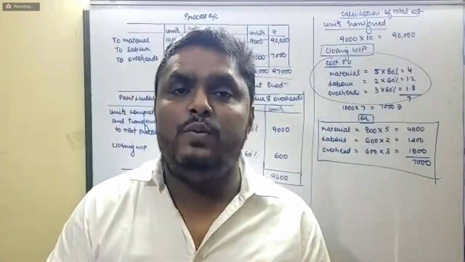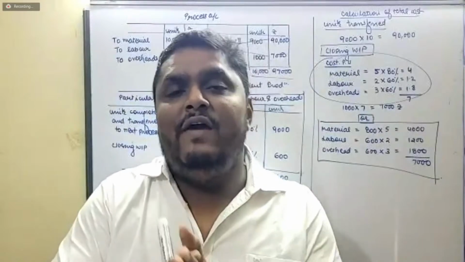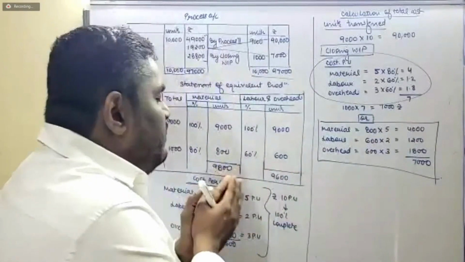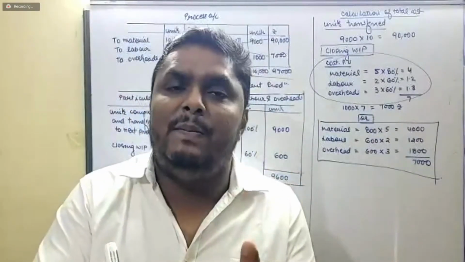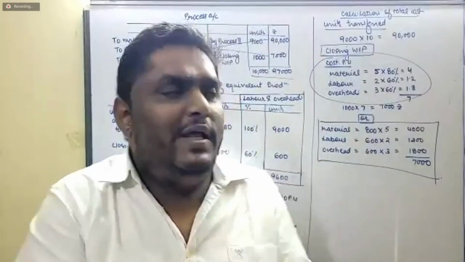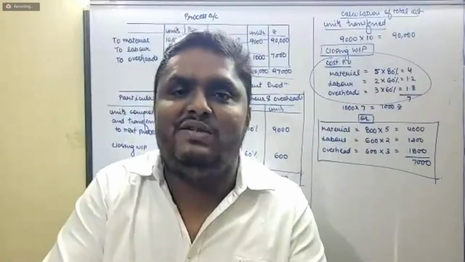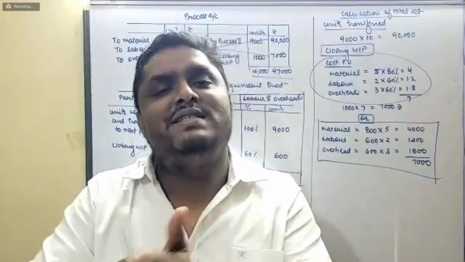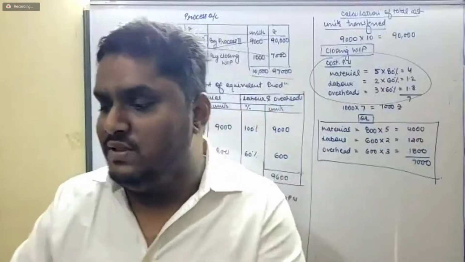The concept is very simple, guys, wherein we have to first calculate the equivalent number of units that are 100% complete, then calculate the cost per unit, and then charge this cost to the units that are transferred or that are units still in process.